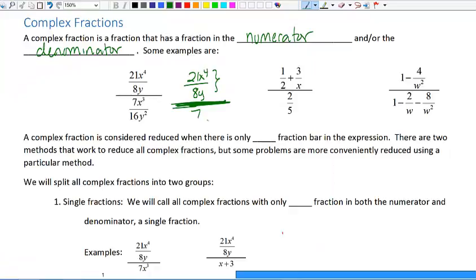A complex fraction is considered reduced when there is only one fraction bar in the expression. There are two methods that work to reduce all complex fractions, but some problems are more conveniently reduced using a particular method. So we're going to split all complex fractions into two groups, either single fractions or multiple fractions. Let's explain what those are.